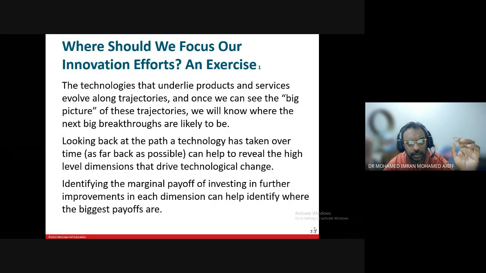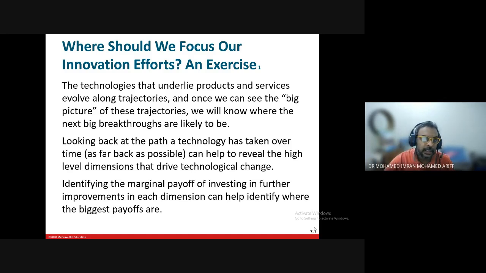Technologies that underlie products and services evolve along the trajectory. And once we can see the big picture of this trajectory, we will know where the next big breakthrough are likely to be. Looking back at the path technology has taken over time as far as possible can help to reveal the high dimension that drive economic change. Identifying the marginal payoff of investing in future improvement, each dimension can help identify where the biggest payoffs are.